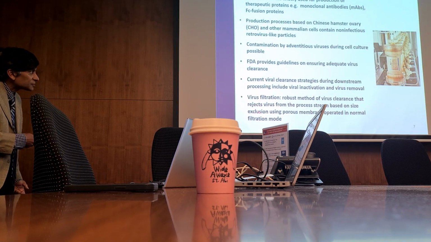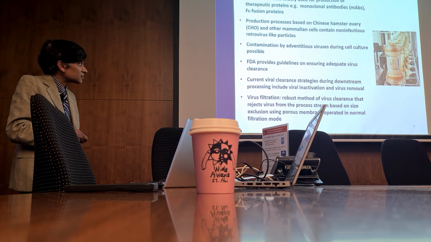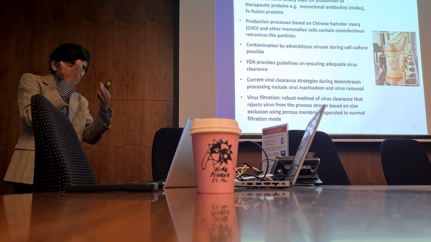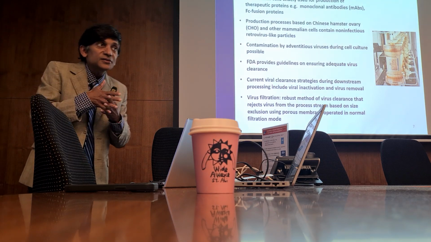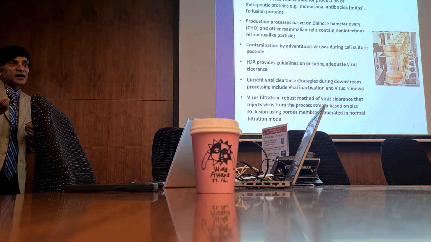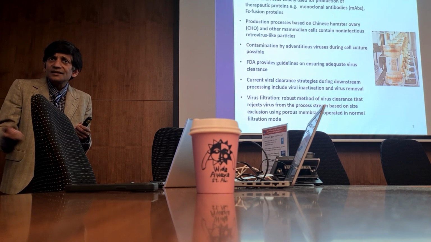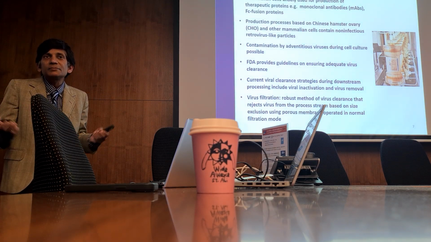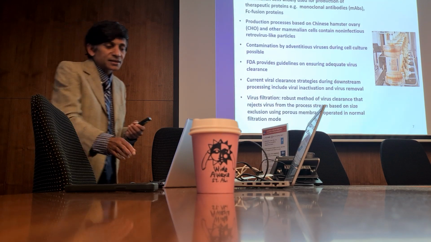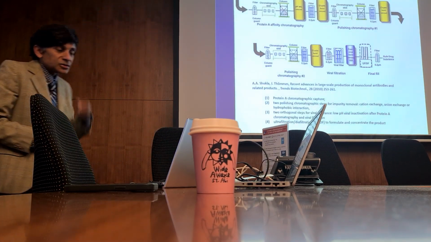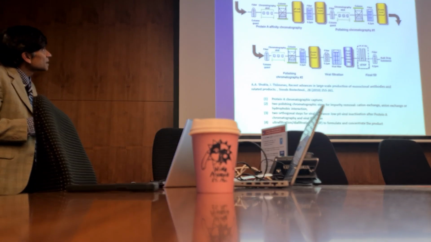We focus on virus filtration, which is a robust method for virus clearance that rejects virus particles from the process stream based on size. So you're going to reject the virus particles while the product of interest goes through. This is a very difficult separation because the virus particles, the smallest ones, are maybe 20, 22 nanometers in size. The largest monoclonal antibodies could be about 10 nanometers in radius. That's a very tight separation. And so virus filters are typically large pore ultrafiltration membranes.